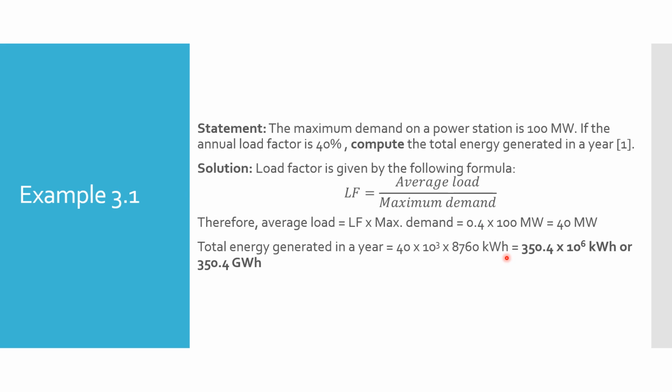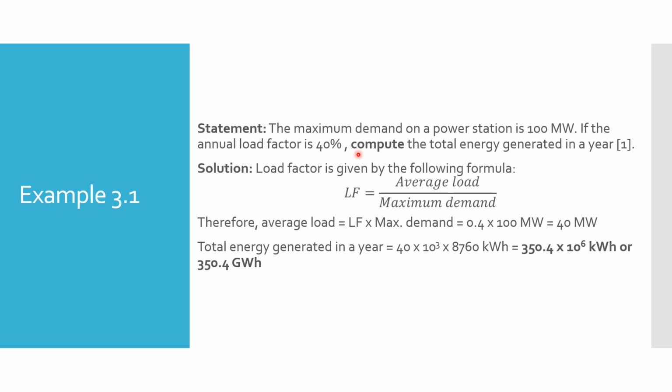Let us look at some examples. So maximum demand on a power station is 100 megawatts. If the annual load factor is 40%, compute the total energy generated in 1 year. So if, and this is exactly what I was talking about previously, you are given the number of hours in a year for which the plant is operational, then you will use those number of hours.